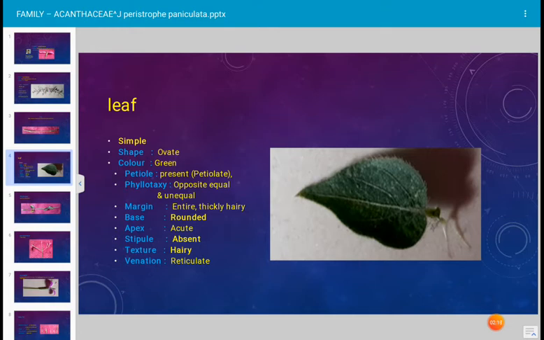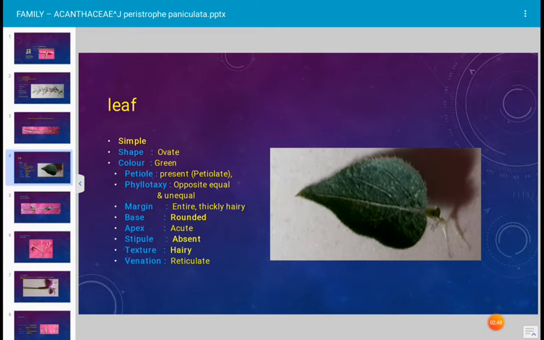How is the margin? The margin of the leaf is entire, but the entire margin is thickly populated with hair-like trichomes, hairy trichomes. The base of the leaf is rounded as shown in the photograph. The apex of the leaf is acute, that is pointed.